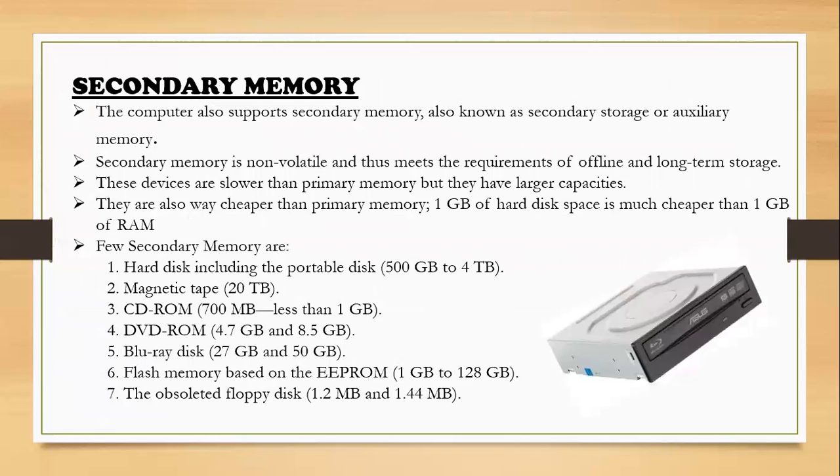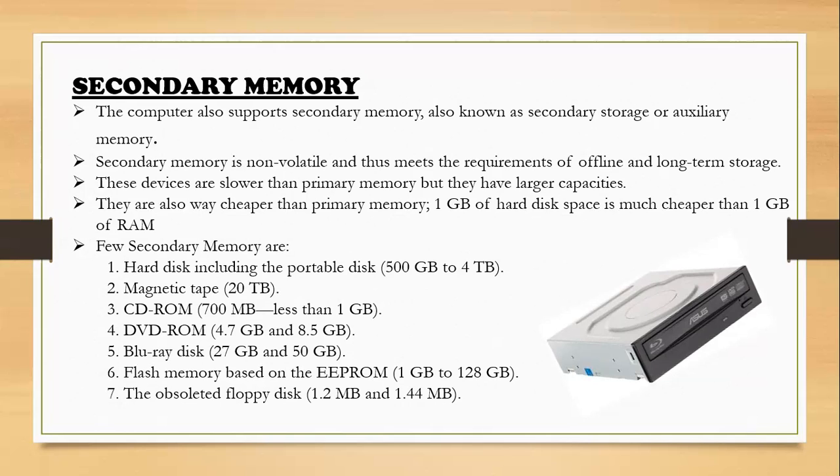Let us talk about secondary memory. The computer also supports secondary memory. It's also known as auxiliary memory. Secondary memory is non-volatile. I mean, whenever you switch off your computer, the contents are not going to be erased. It's a permanent storage, and thus it meets the requirements of offline and long-term storage. These devices are slower than primary memory, but they have larger capacities. They're also way cheaper than primary memory. 1 GB of hard disk space is much cheaper than 1 GB of RAM.